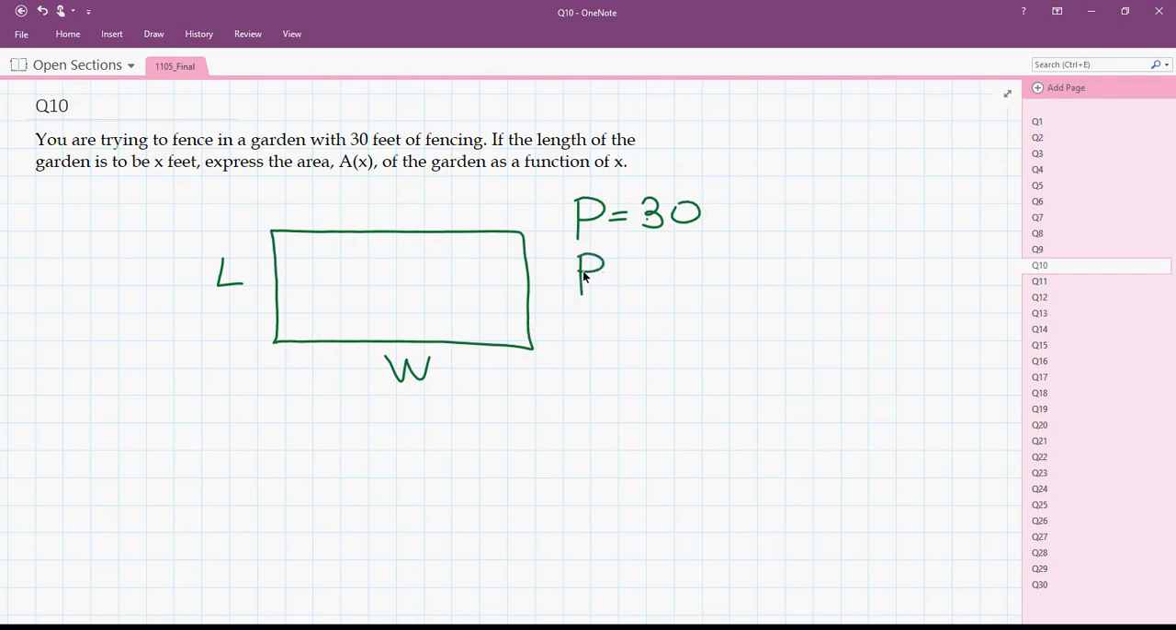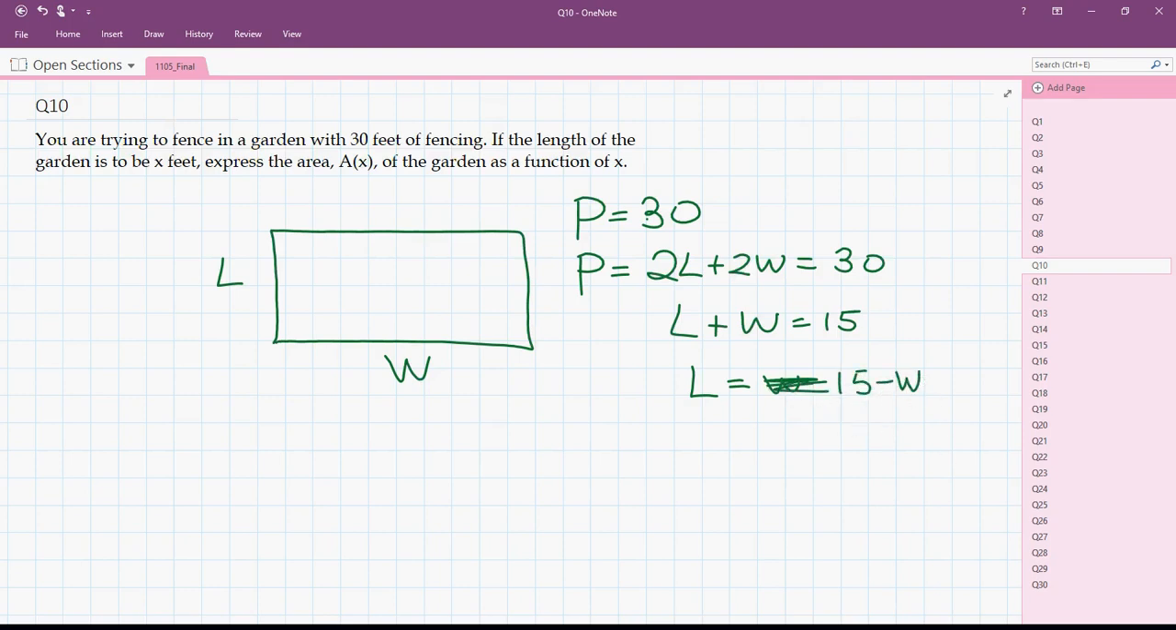We also know the perimeter happens to be equal to 2 lengths plus 2 widths. So if we set that equal to 30, if we divide everything by 2, we get L plus W equals 15. And you'll see why I'm doing this shortly. I'm going to move the W to the other side. So I know that L is equal to 15 minus W. So that gives us a relationship between length and width. But what this question is really asking for is area. And we are told that the length is equal to x.